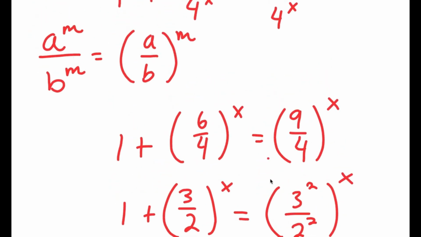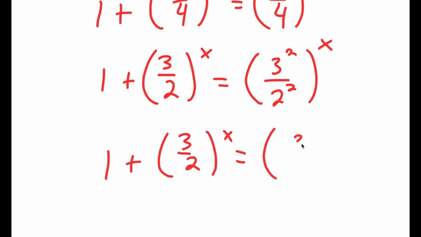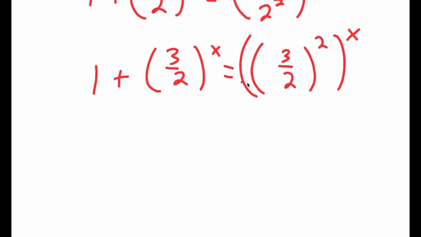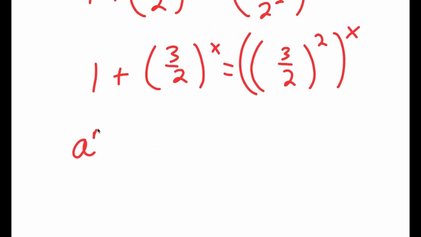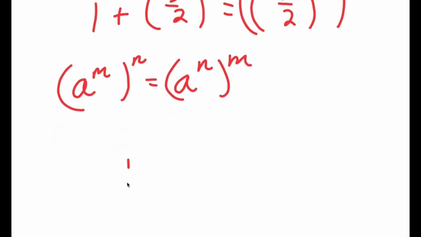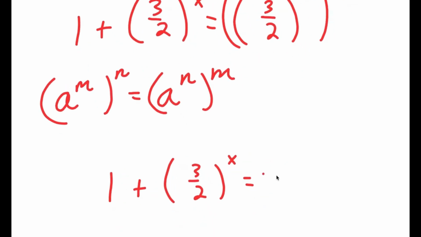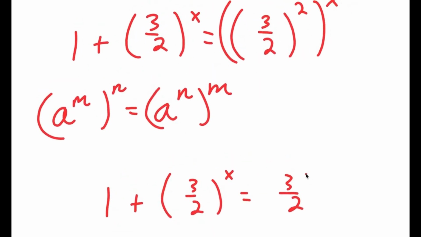And 9 over 4 I'm going to rewrite as 3 squared over 2 squared. And I can actually use this property again for 3 squared over 2 squared. So that's going to equal 3 over 2 squared to the power of x. And if I have something in the form a to the power of m to the power of n, this is the same thing as a to the power of n to the power of m. So this can equal 1 plus 3 over 2 to the power of x, which is equal to 3 over 2 to the power of x to the power of 2.